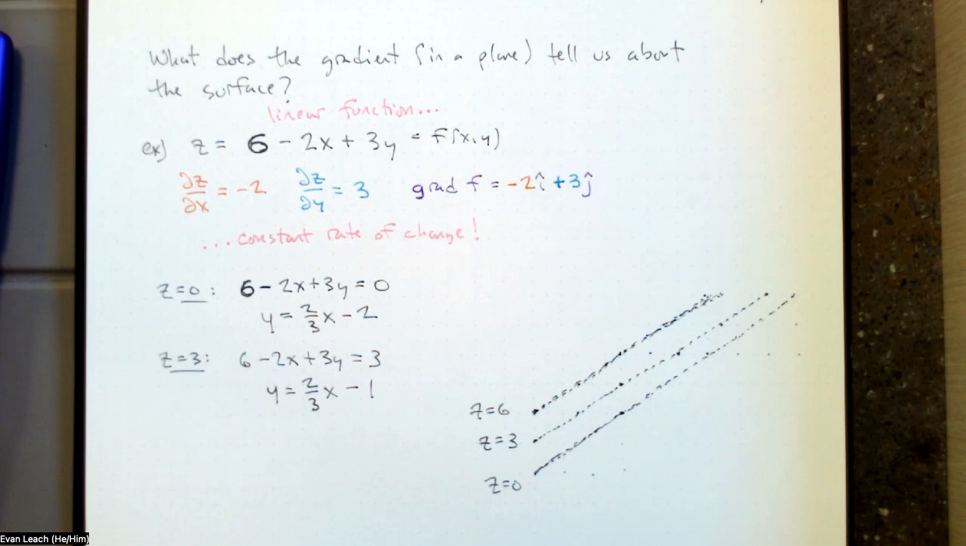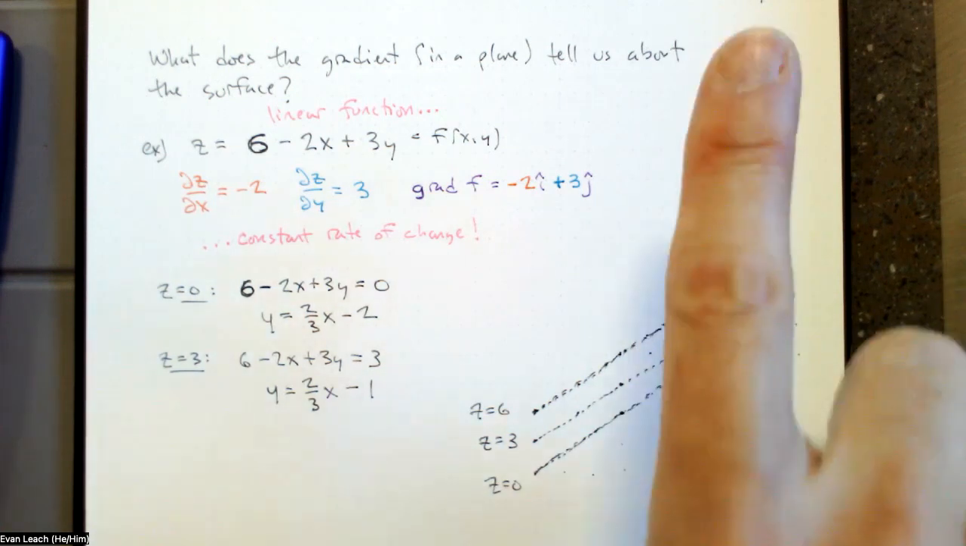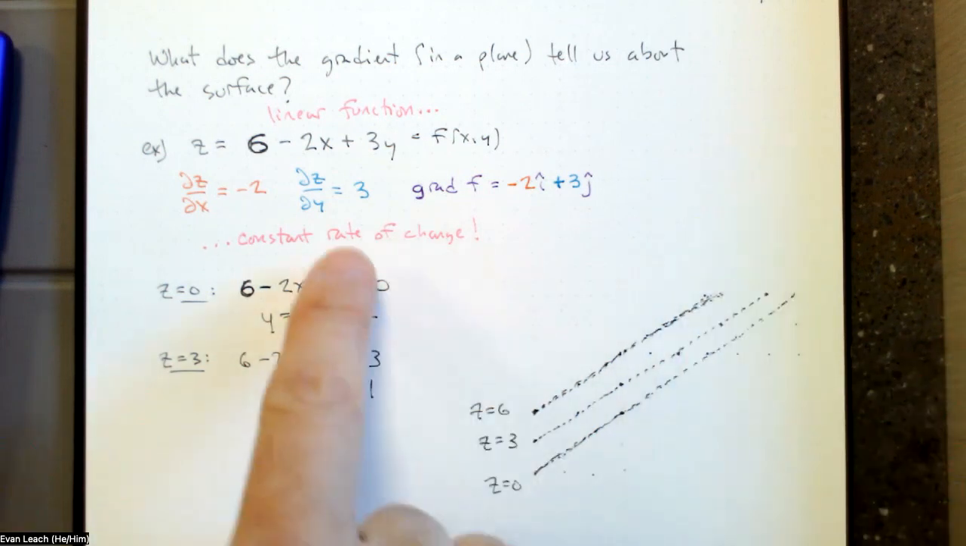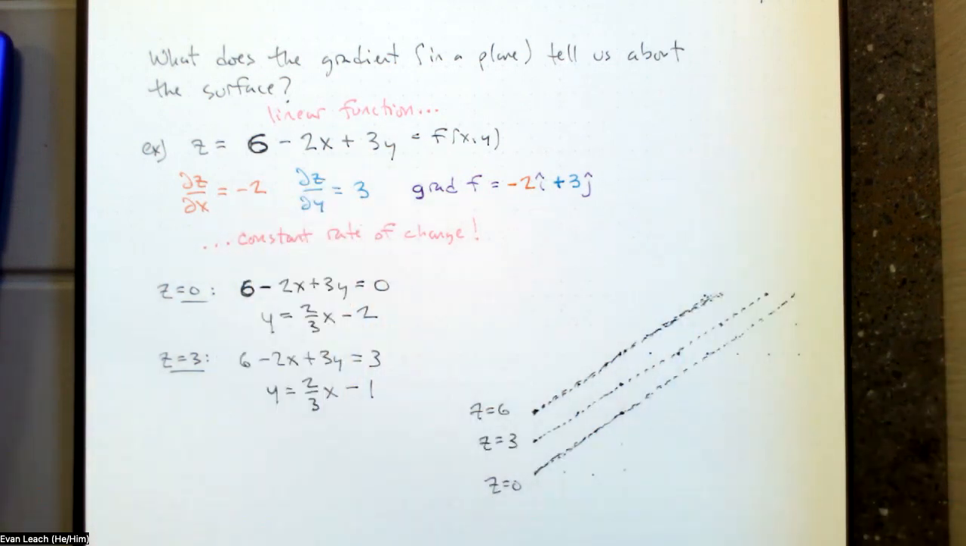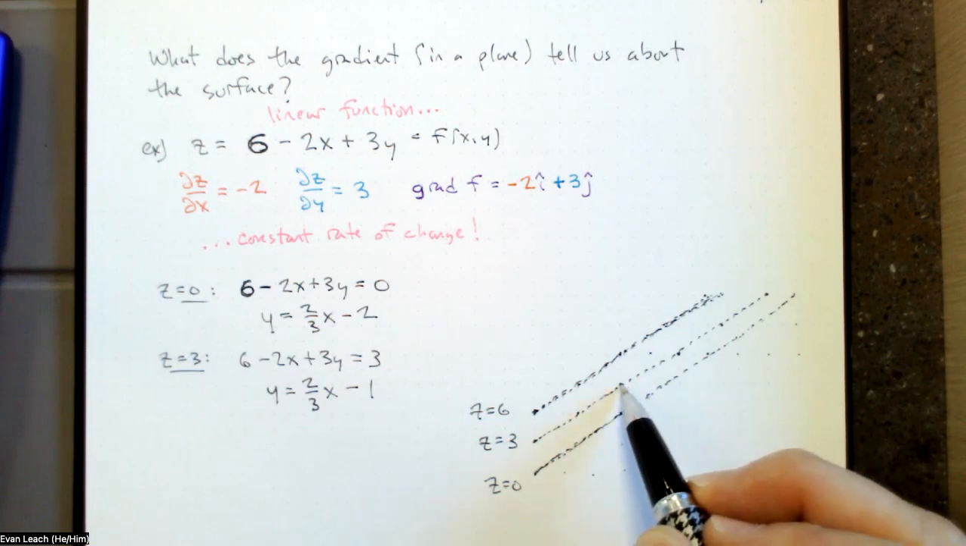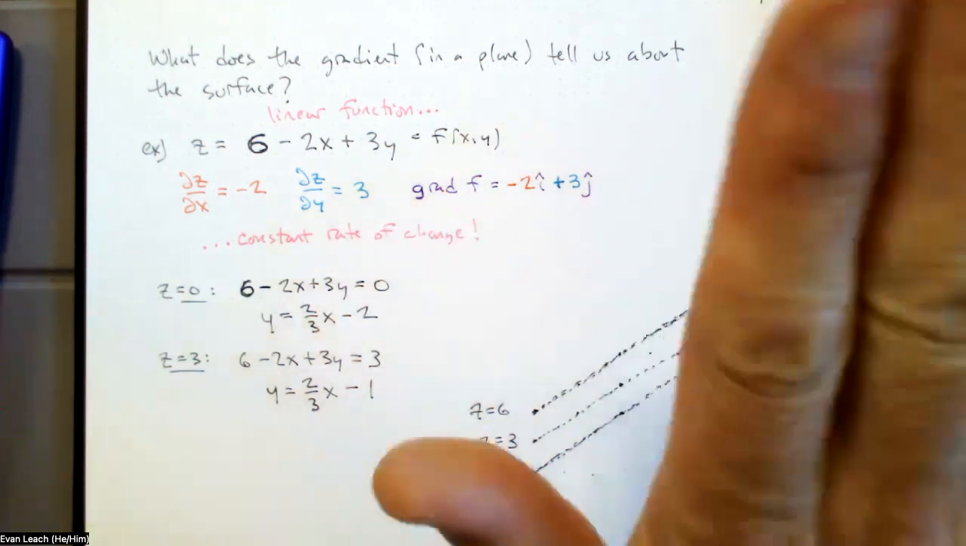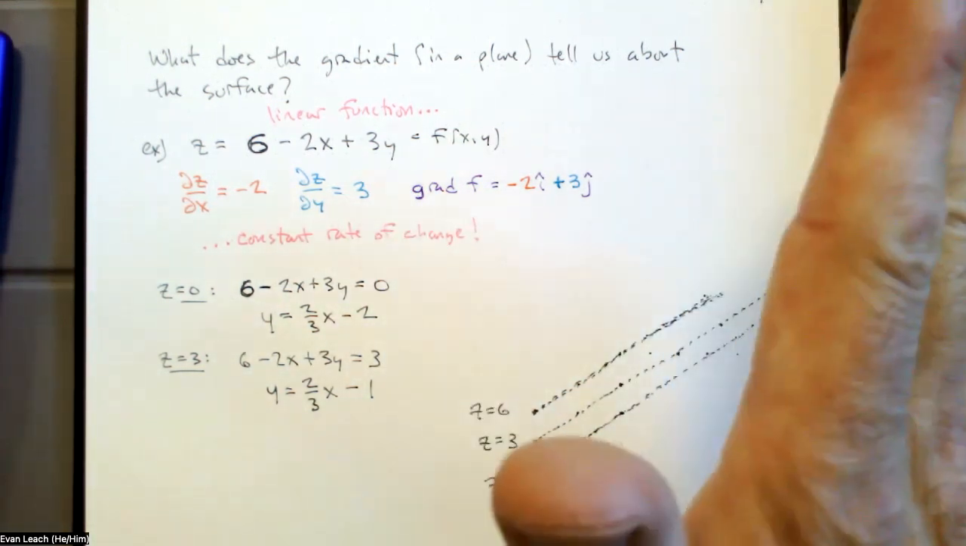What we want to notice is that in general, z is increasing as we go this direction. In the y direction, we see that z is increasing, because of course it is. And in the x direction, z is decreasing. If I go in the positive x direction from here, I'm headed towards a lower z value. So this is sloped up in the y direction, but down in the x direction.